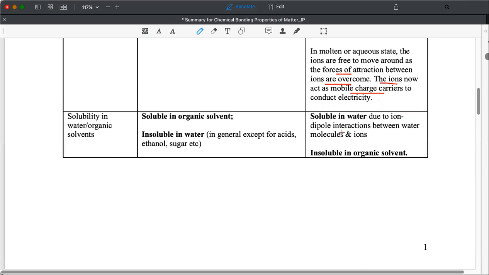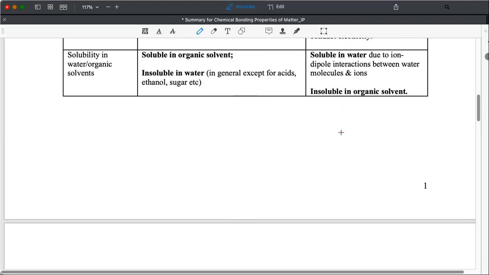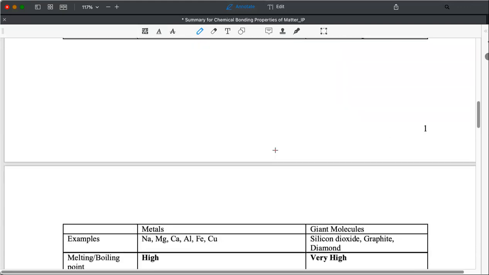As for ionic compounds, they are soluble in water because there's ion-dipole interaction between water molecules and ions. As I mentioned just now, the water molecules are able to form strong interactions between themselves and the ions. But in organic solvent, ionic compounds are insoluble.